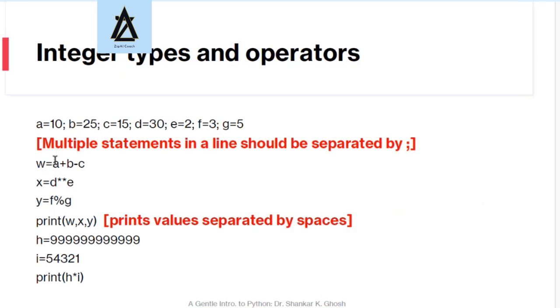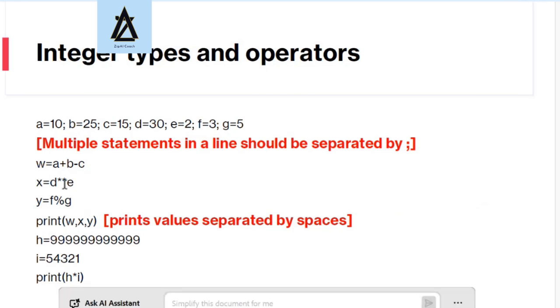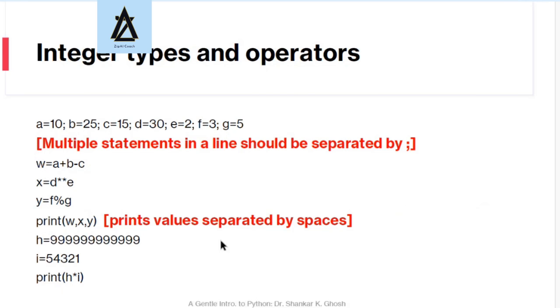In Python, multiple statements in a line should be separated by a semicolon, and they can be written in one single line also. As long as they are separated, it doesn't create any problem. Now, when you want to print, you have to list up the objects, whether it is a number or a string, whatever it may be, just list them up and then use the print command.